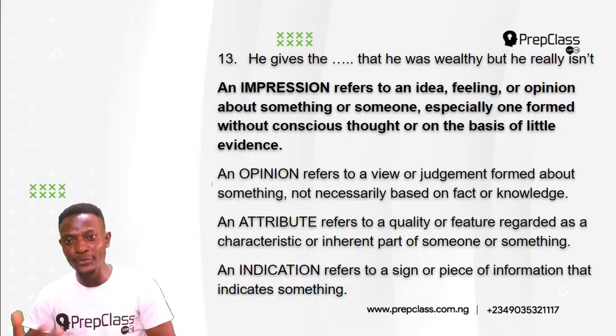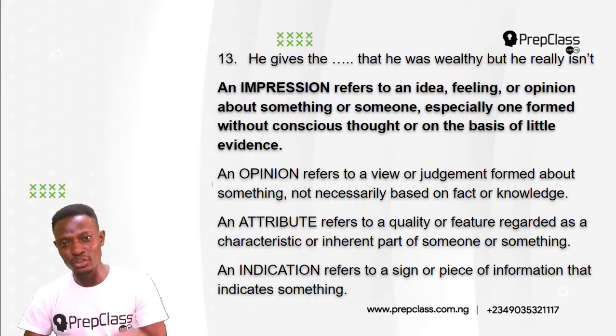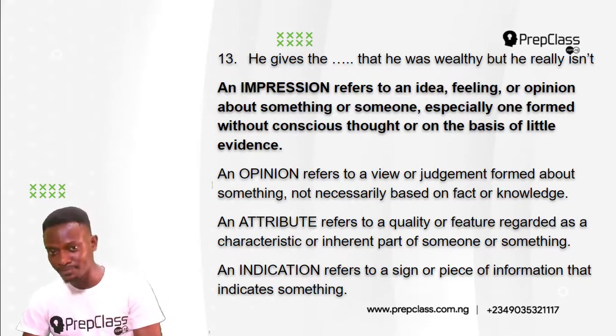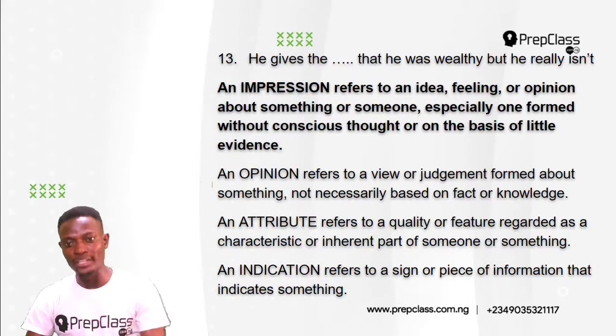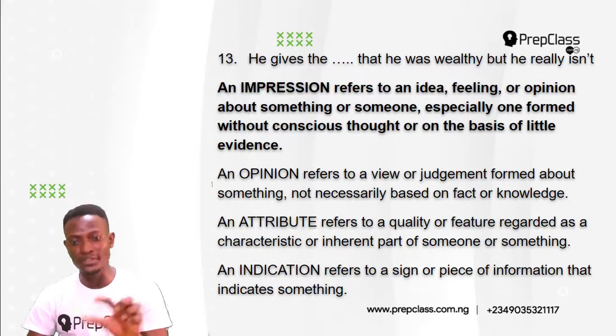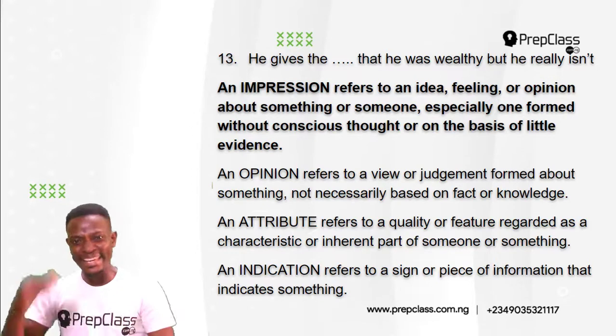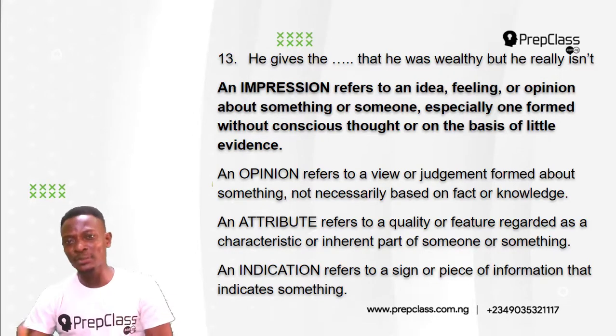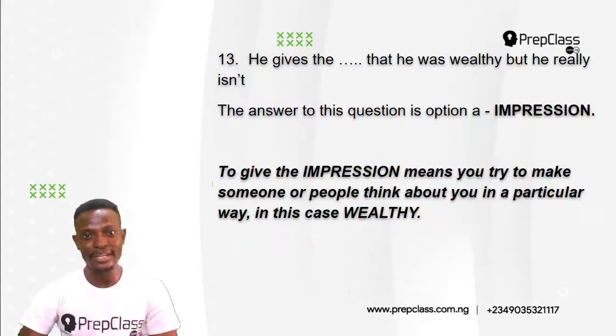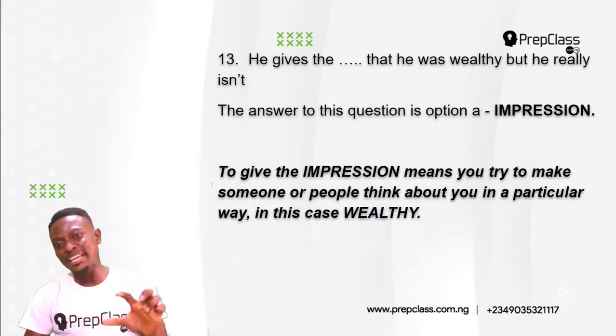An opinion refers to a view or judgment formed about something, not necessarily based on fact or knowledge. An attribute refers to a quality or feature regarded as a characteristic or inherent part of someone or something. An indication refers to a sign or piece of information that indicates something. It gives the impression that he was wealthy, but he really isn't. Now, the answer is option A, impression.